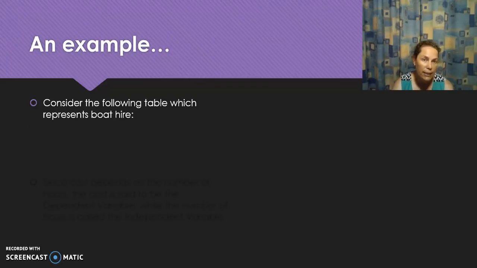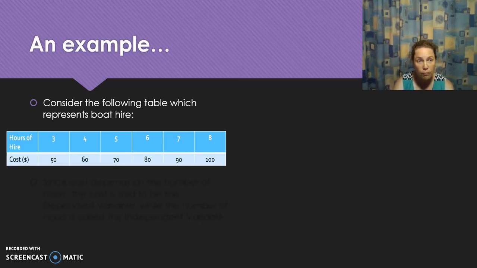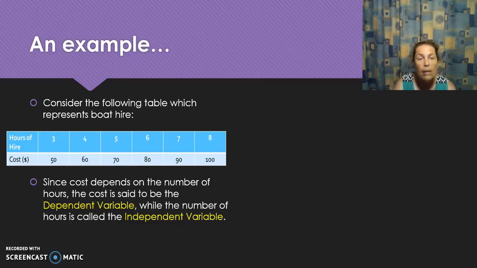Alright, so let's give you an example. Consider the following table, which represents boat hire. So it's a real life example. We have the number of hours that someone could hire a boat for, and we have the cost in dollars for the hire for that hour or part thereof. Since the cost depends on the number of hours, the cost is said to be the dependent variable because it changes depending on the number of hours that you hire the boat for. While the number of hours could be anything, so it's called the independent variable.